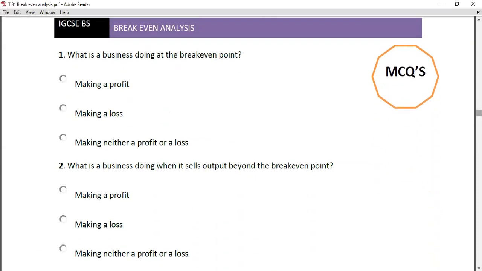There are a couple of possible answers there. Question number 1: what is a business doing at a break-even point? What is a business doing at a break-even point?